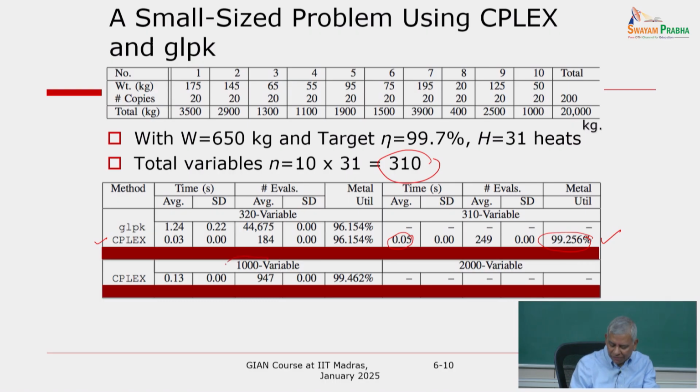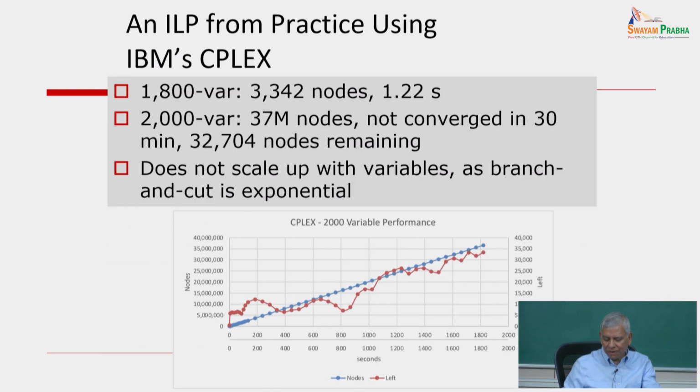Then I increase to 1000 variables, I increase all these data. Now it takes 0.13 seconds, which is also very small, very quickly it finds the optimum. Then I go to 2000, it cannot solve. Okay? So you see, small numbers, excellent. You can use it, but anything larger, it cannot. So then I was wondering, when does it work? When does it stop working? And I found that around 1800, it does work. It takes 1.22 seconds, but it works. 1900, doesn't work. 2000 doesn't work.